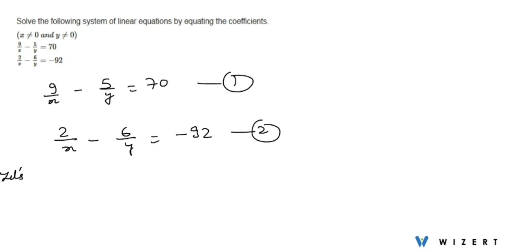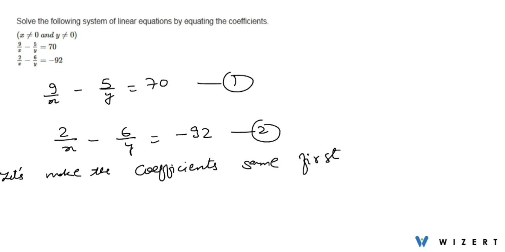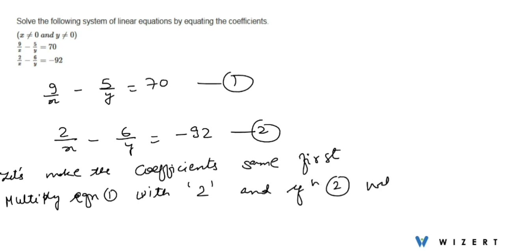Now first of all, let us make the coefficients same, so that we can find out the values of x and y. For making the coefficients same, we'll multiply equation 1 with a value 2 and equation 2 will be multiplied with a value 9. So let us multiply it and see what happens.